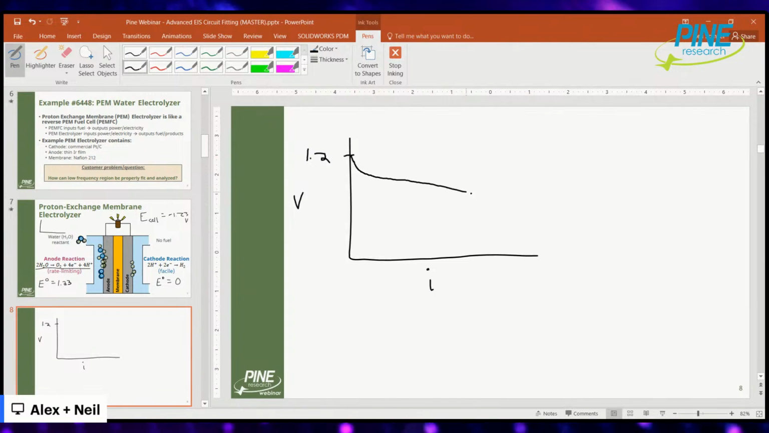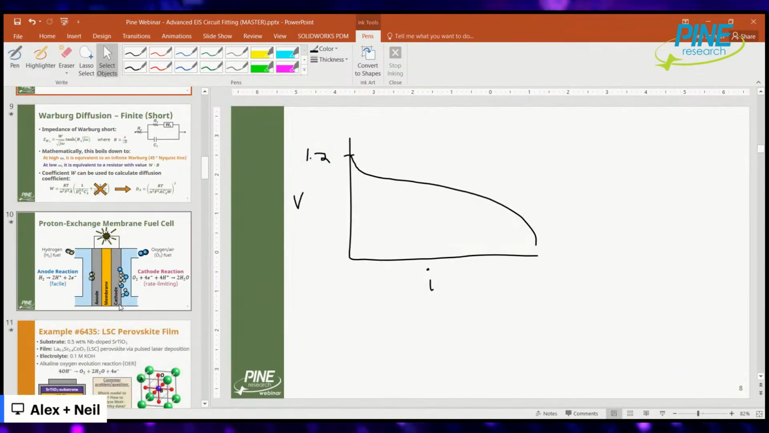So with a fuel cell, we do something like this, which is that we drop the voltage. What that means is that we are, do I have the fuel cell one? I have the fuel cell one.